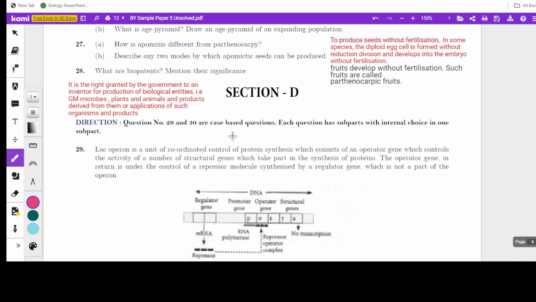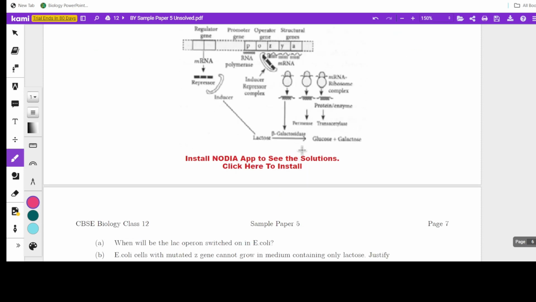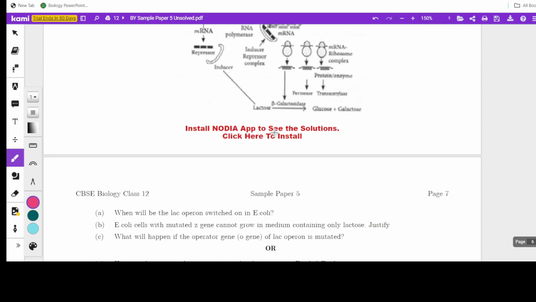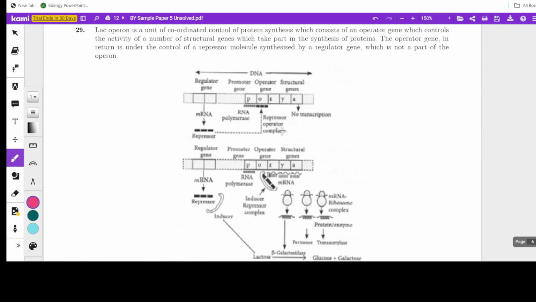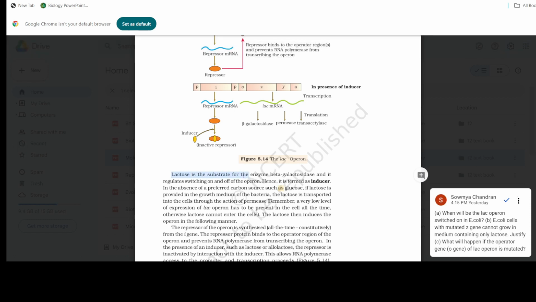Now coming to section D, lac operon. They've given about the lac operon. Let's see the question. When will the lac operon be switched on in E. coli? Okay, so let's see the lac operon part. So the first question, when will the lac operon be switched on in E. coli? You can see the statement is given. Lactose is a substrate for the enzyme and it regulates the switching on and off of the operon. So it is termed as the inducer.